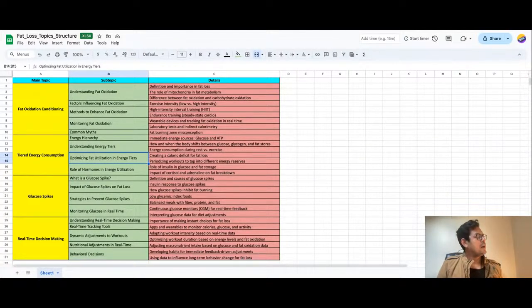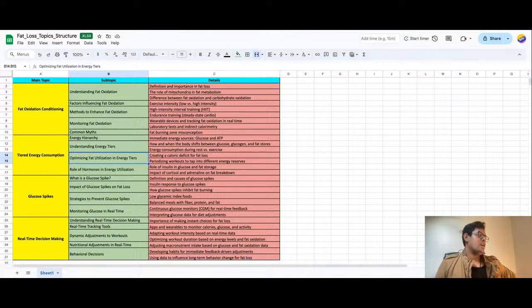How do we optimize this fat utilization? To promote fat loss, creating a caloric deficit is essential. Periodizing your workouts, meaning adjusting intensity and duration, can help you tap into different energy reserves. Timing your meals and macronutrients strategically will ensure optimal fat utilization.